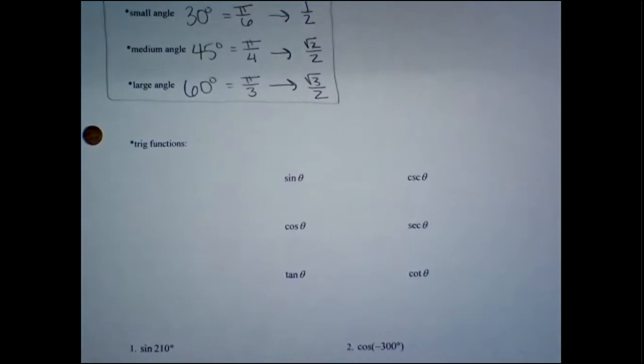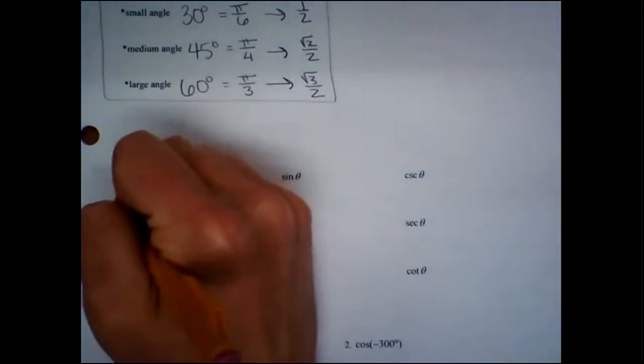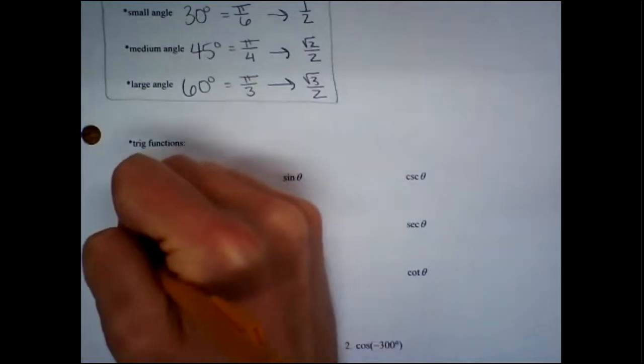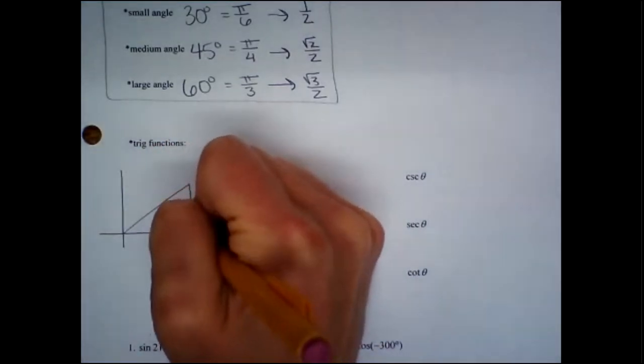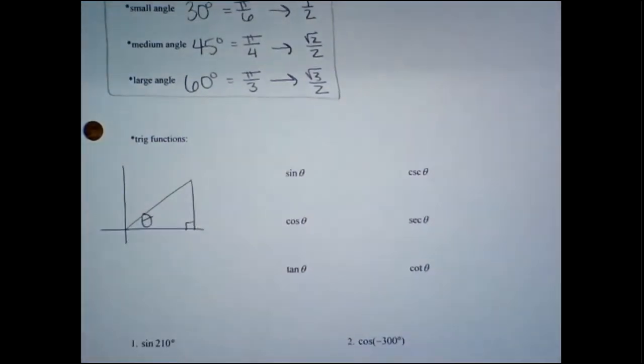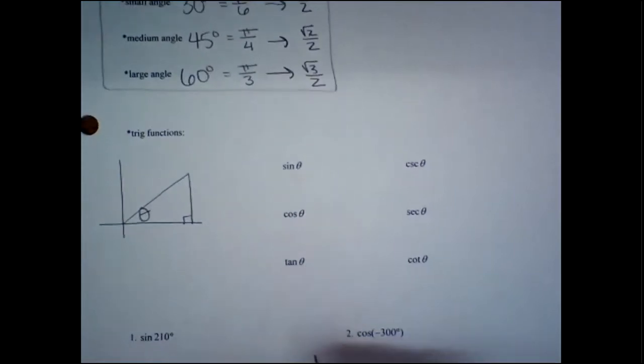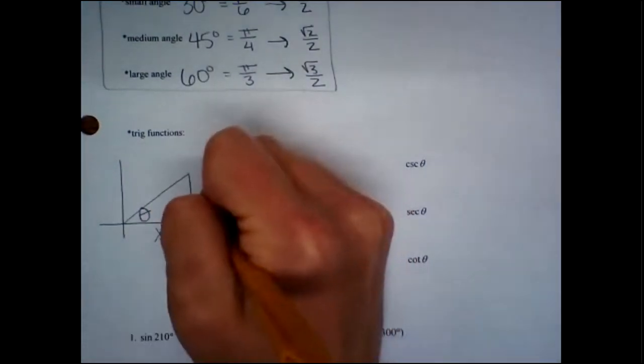So the whole goal with this is for us to evaluate the trig functions, so sine, cosine, tangent, etc., of these angles. So let's review real quick. You have this in your notes from last time, but let's just go ahead and write it again. This is your angle. Your right angle should always be on the x-axis. It is a reference angle. This is X, this is Y.